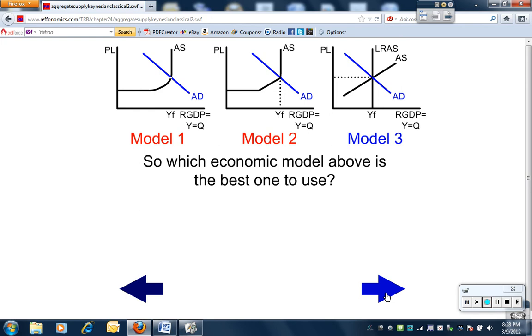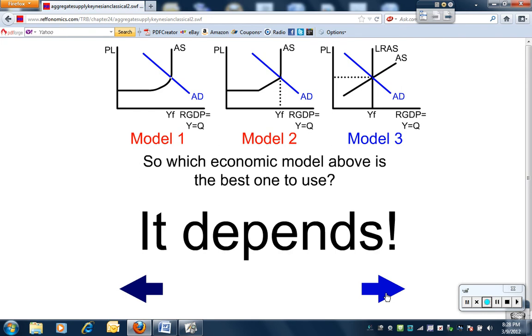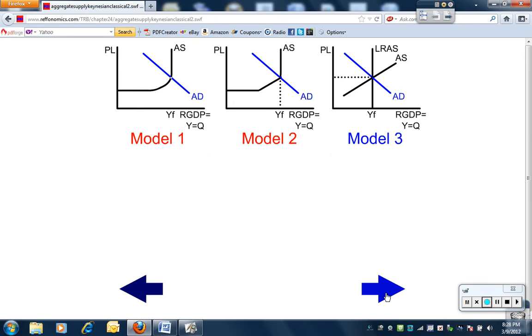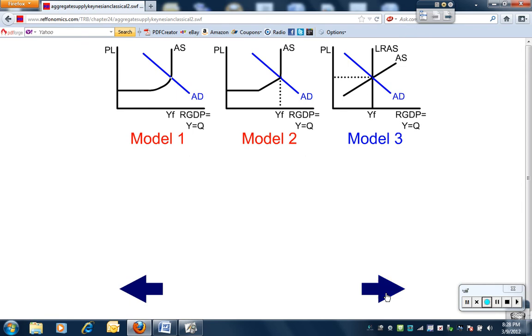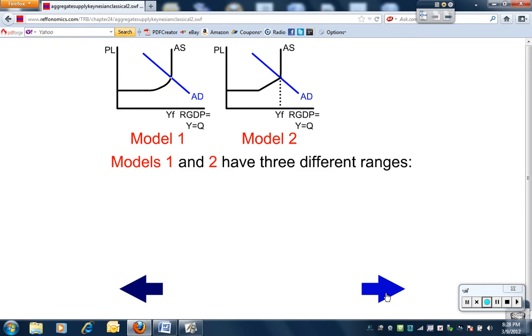Okay, so what do we do with these? Which one of these is the best model to use? Well, just like any economist would answer any question in economics, it really does depend. Each one of these models does have its own benefits. We'll look at the intricacies of each.